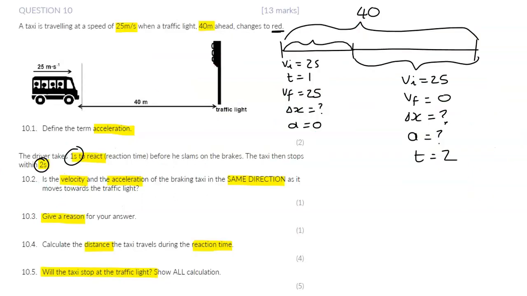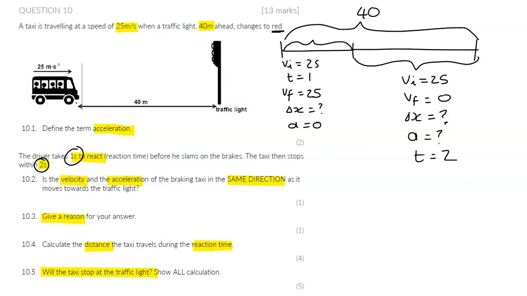10.2, they say, is the velocity and the acceleration of the braking taxi in the same direction as it moves towards the traffic light? Now, I wonder if you can remember in class, the first time I explained vectors and the direction, someone was pushing and pulling at me. And I was pushing against the wall as well.